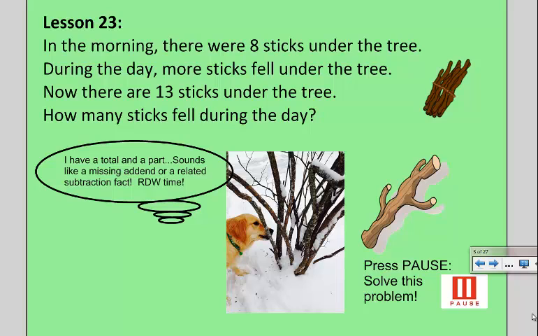So as you can see in the picture, Scoop loves to chew sticks, and in this problem she notices that she has a total and a part. So it sounds like you're missing one part of the addition sentence, or you have a related subtraction fact. She says it's time to RDW. Read the problem, draw a picture, write your sentence. Please ask your teacher to pause and try this problem.